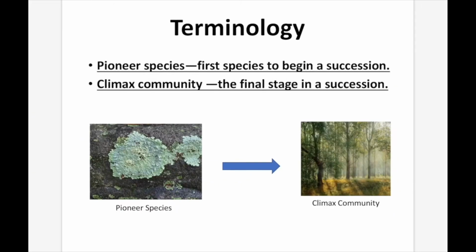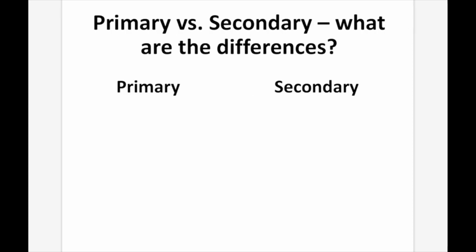So let's go through a few terms. Pioneer species, that's the first species to begin a succession. The climax community is the final stage in the succession. So our pioneer species for our primary succession would be our lichen, and our climax community would be our forest trees. So what I'd like you to do is pause the video and compare primary and secondary succession. What are the differences? So make a chart that looks something like this, and compare the two of them.